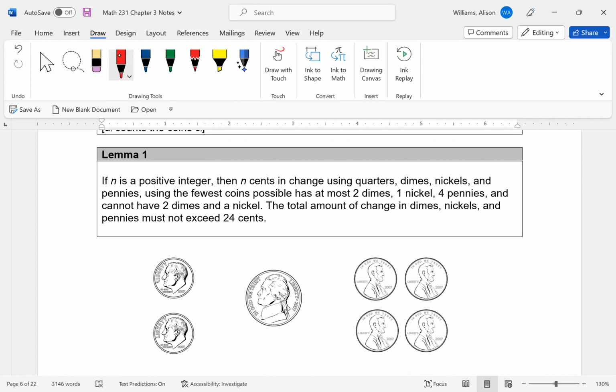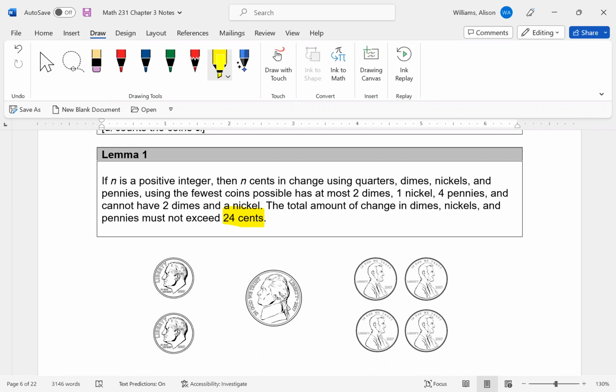There are a few key things here that are important to point out. The pennies, dimes, and nickels can't exceed 24 cents. Why? Because the minute it hits 25 cents, we can use another quarter. So we're going to use as many quarters as possible until we hit a point where we can't use any more quarters, and that means it's less than 25 cents. So at most, it could be 24 cents. At smallest, it could be 1 cent or 0, nothing. That's possible too. But no matter what, we're not going to have more than 24 cents left over after we subtract out all of the quarters.